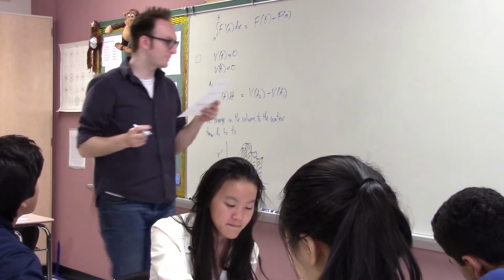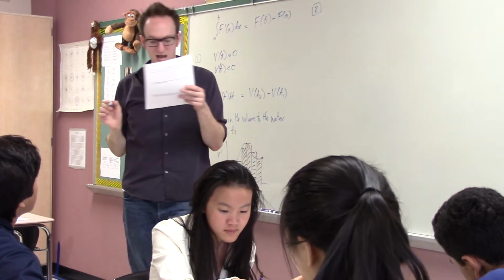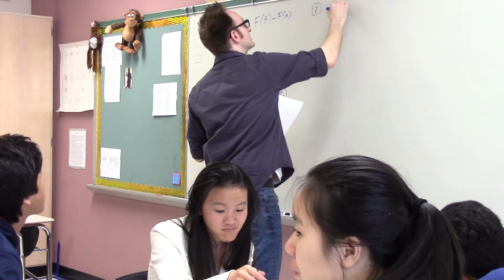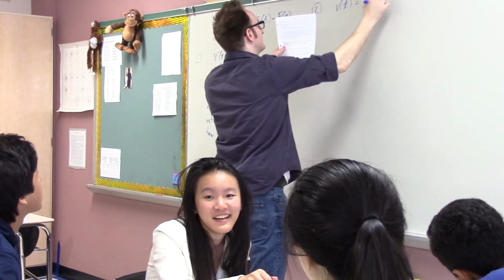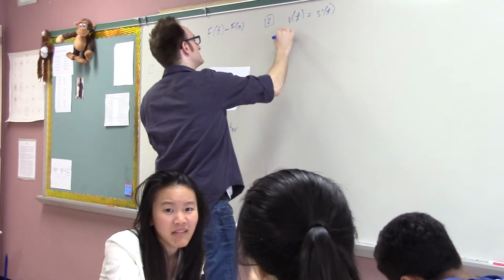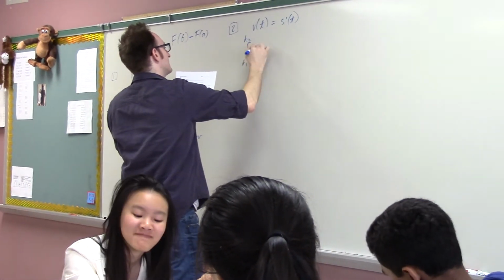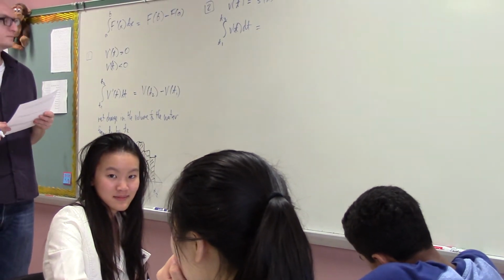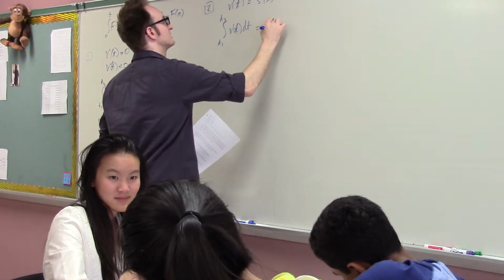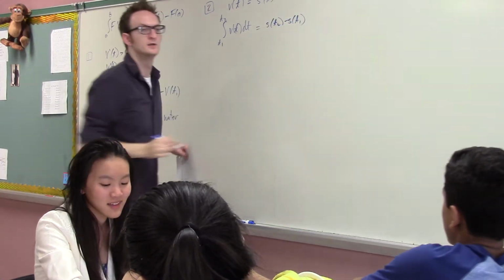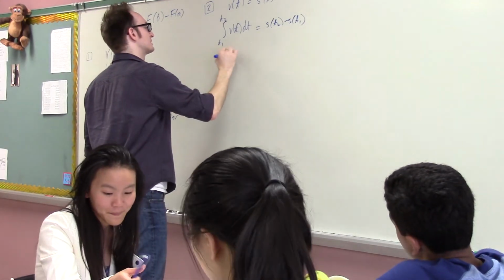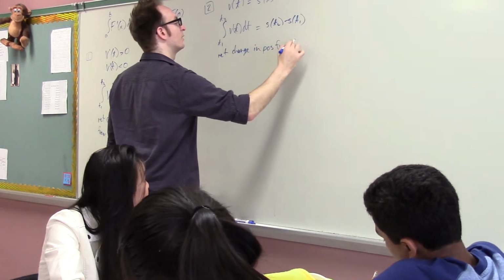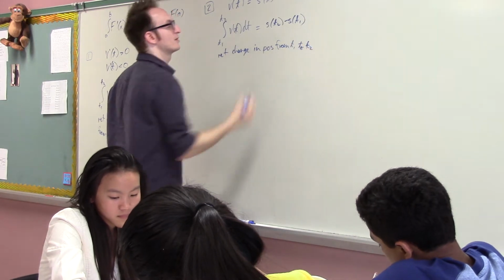Number 2, an object moves along a straight line so that its position is given by S of t. And then the velocity is S prime of t. So what does the integral from T1 to T2 of the velocity represent? Gabby? S of T2 minus S of T1. Yes, in other words, in words? The net change of the position. The net change in position from T1 to T2. Also known as the displacement.